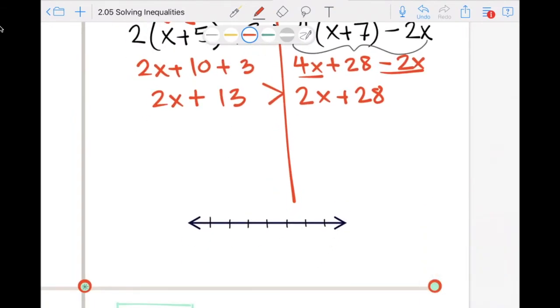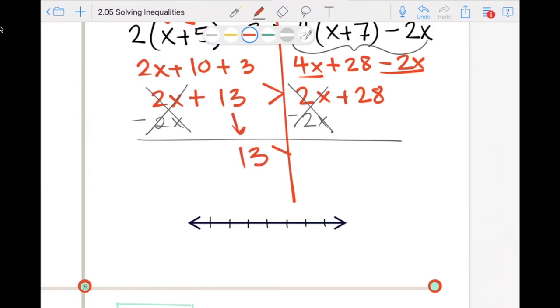Now, I'm going to go ahead and deal with the variables on both sides of the equal sign. So I'm going to subtract 2x from both sides, and watch what happens. For this step, I end up canceling out all of my variables. So this should alert you to the fact that this is going to be either a situation where x can be any number, any real number, or x can't be anything. So let's see which it is.